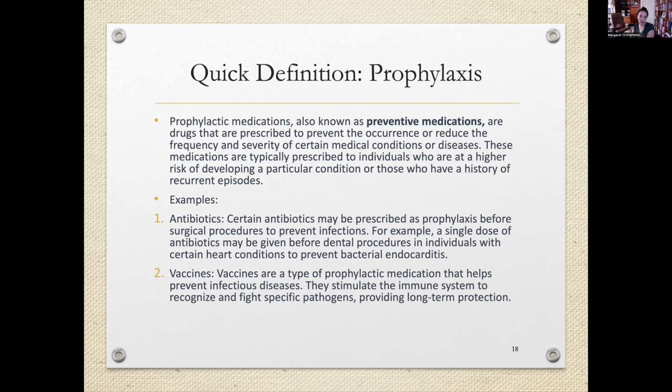So as I said, antibiotics, and vaccines are another type of prophylactic medication, right? Vaccines are a type of prophylactic medication that help to prevent infectious diseases. We get the flu vaccine every year prophylactically in order to decrease the risk of getting the flu. They stimulate the immune system to recognize and fight specific pathogens, providing long-term protection specifically for vaccines.